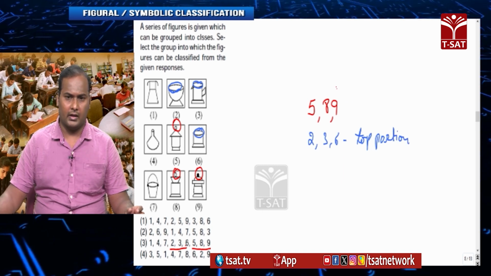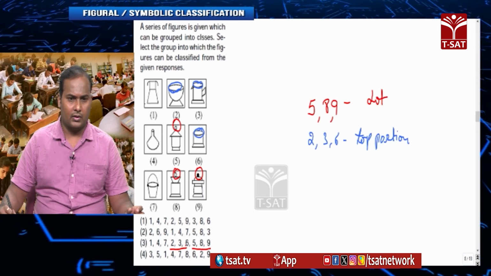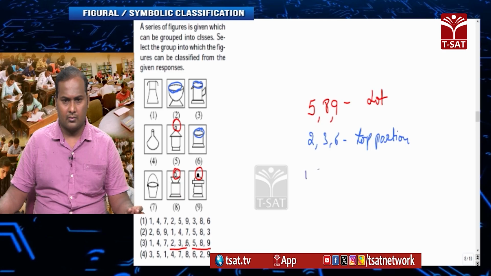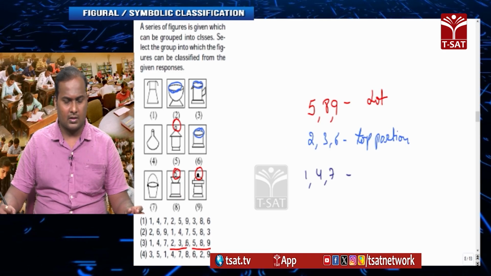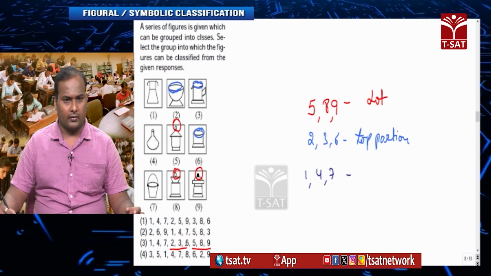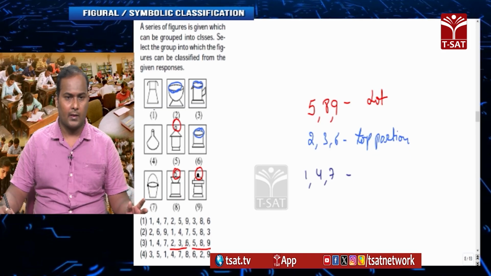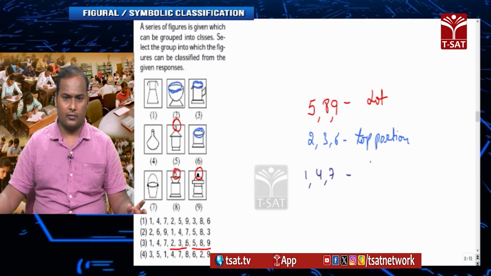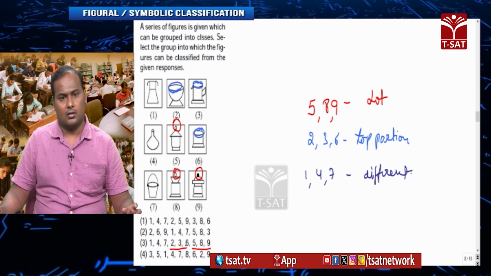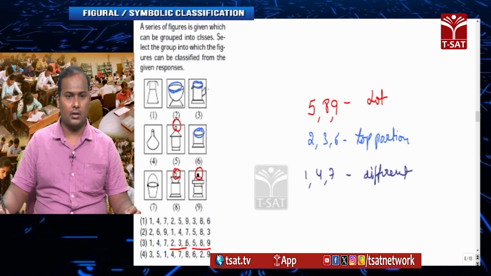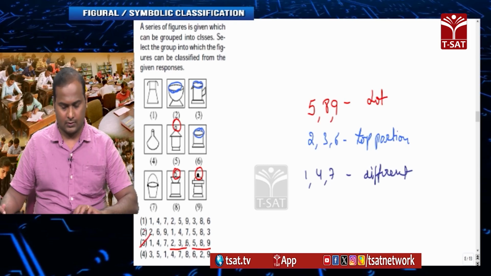In case of 5, 8, 9, on the top portion we have a dot. And what is left? The left ones are 1, 4, 7. Now what is the common thing in 1, 4, 7? There is no common thing. All three are different. So the common thing is that all three are different. The difference is the common character in this particular case. So your answer is option 3.